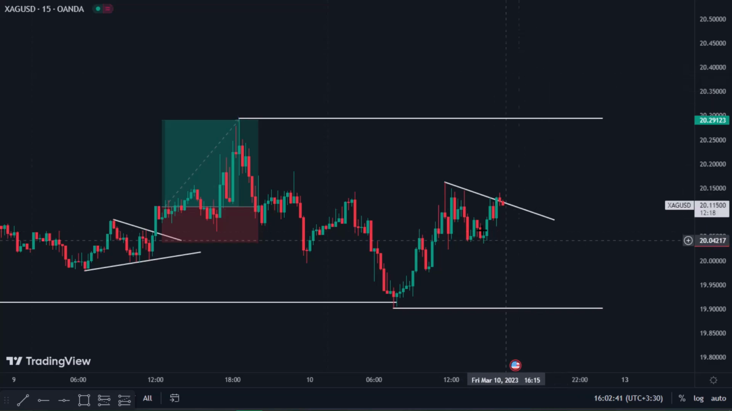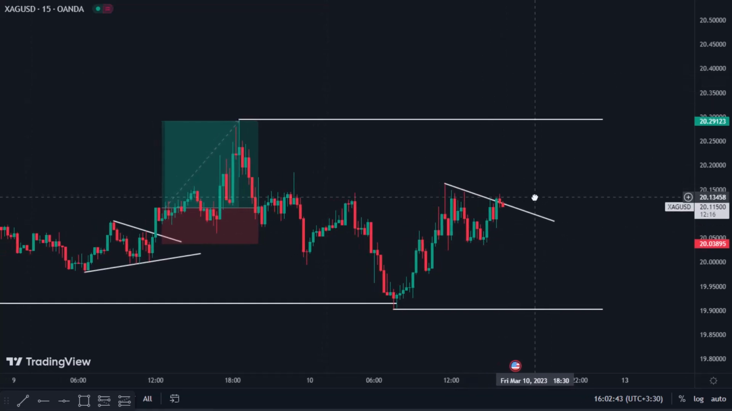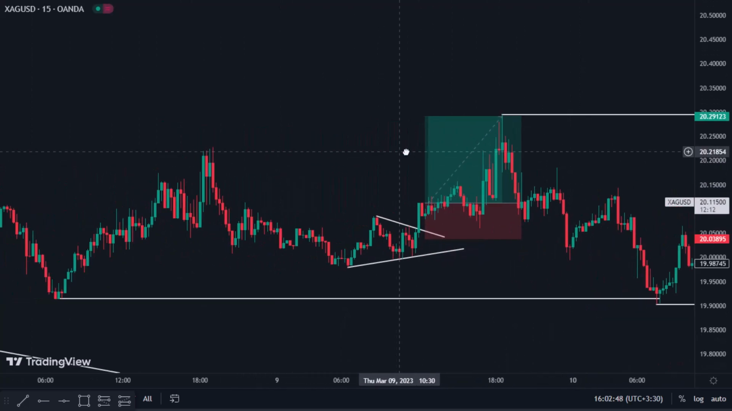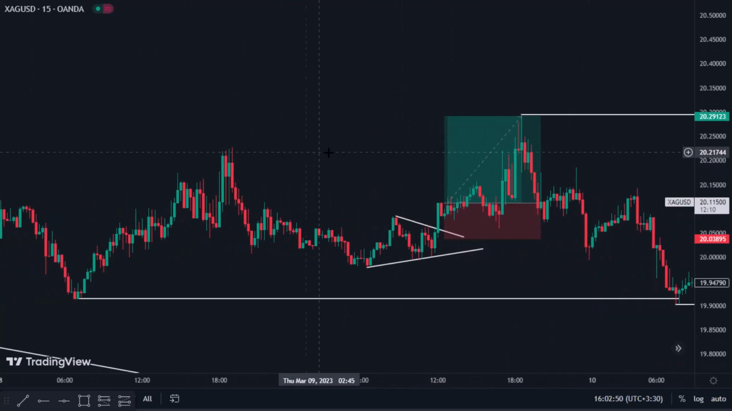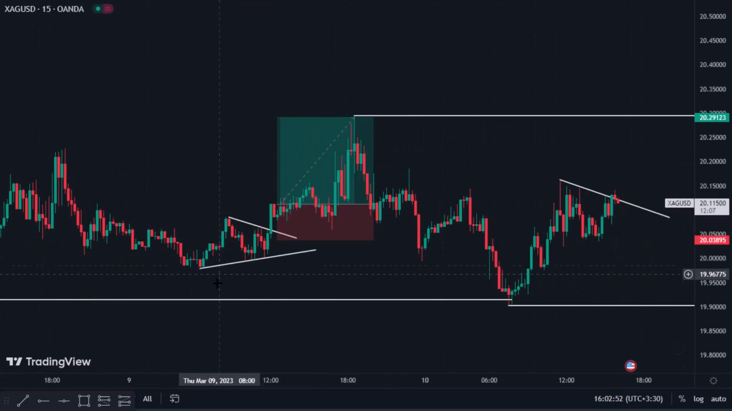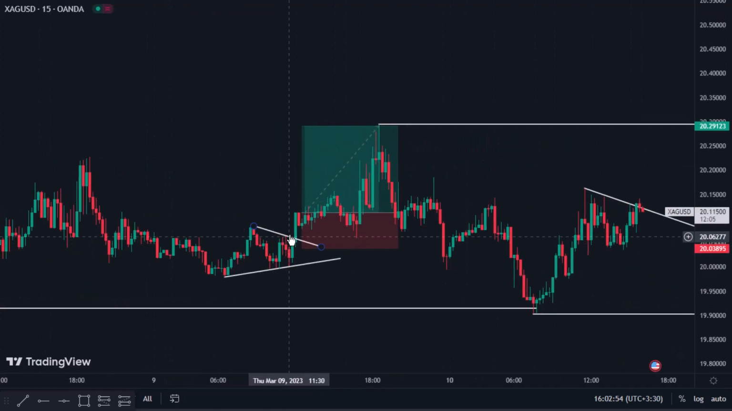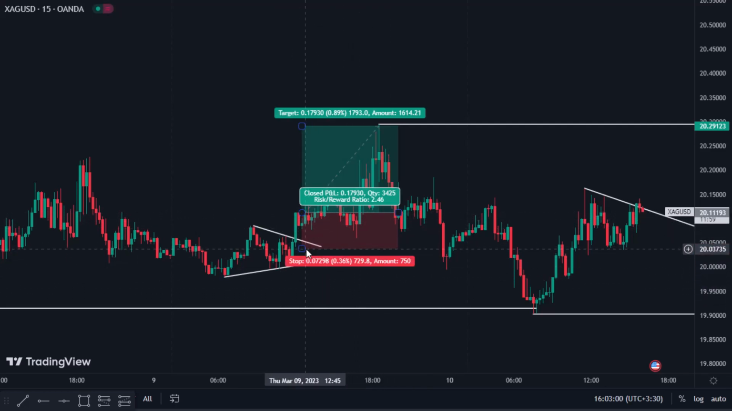So let's get started. As you can see on the 15-minute time frame, in my previous analysis I told you that we have this triangle pattern here. With the break of this trend line here, we can enter buy position, put our stop loss below the candle and look for risk reward 2, which gives us something around 2.5 there.